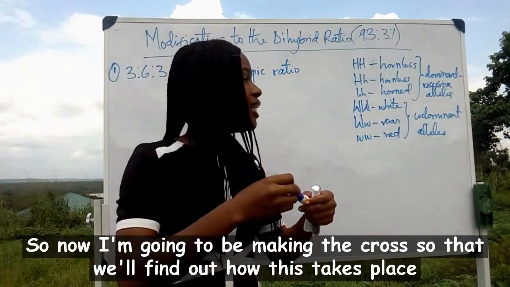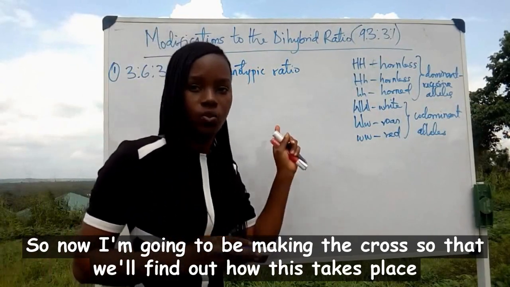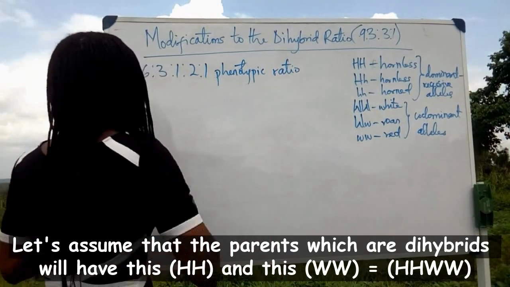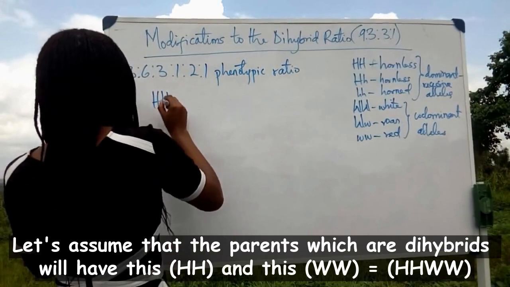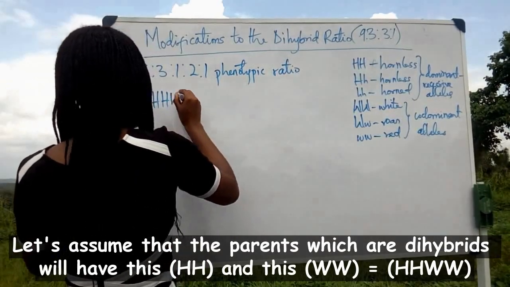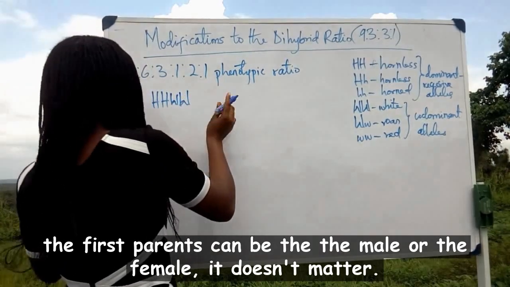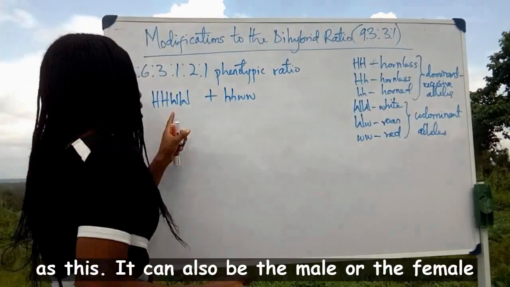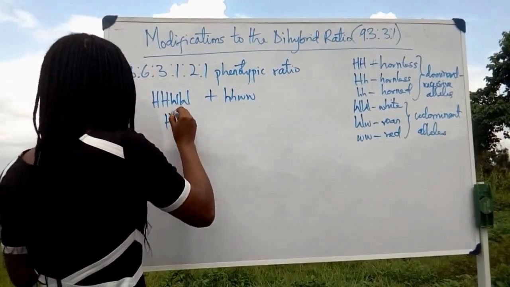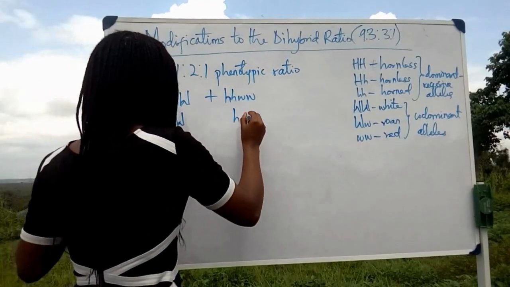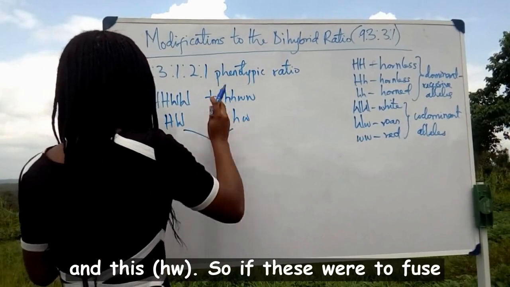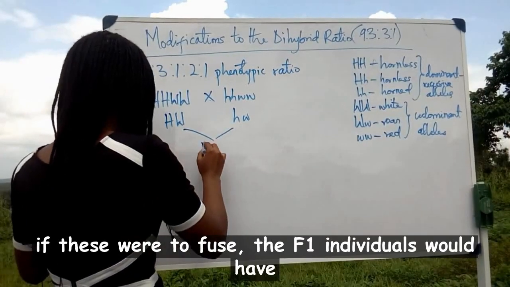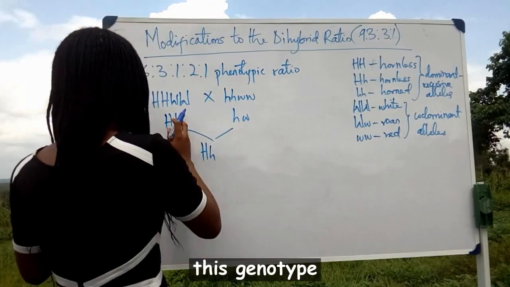Okay, so now I'm going to be making the cross so that we find out how this takes place. So let's assume that the parents, which are dihybrids, would have this, and this is the first parent, can be the male or the female, it doesn't matter. And we have the second parent as this. Okay, their gametes would thus be this and this. So if these were to fuse, the F1 individuals would have this genotype.